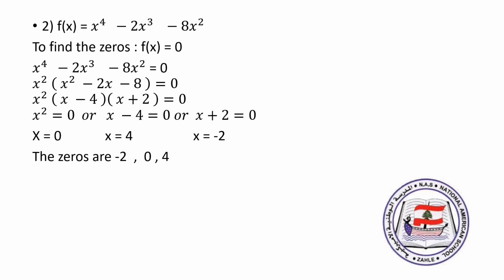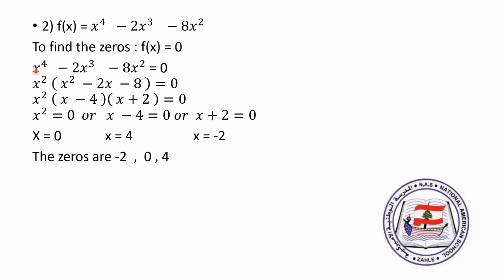Example 2, f of x is equal to x^4 minus 2x cubed minus 8x squared. Since this polynomial is not written in the factorized form, in order to find the zeros, we write f of x is equal to 0, but we need to factorize this polynomial by any way we can. Then after that we can solve it. So x^4 minus 2x cubed minus 8x squared is equal to 0.